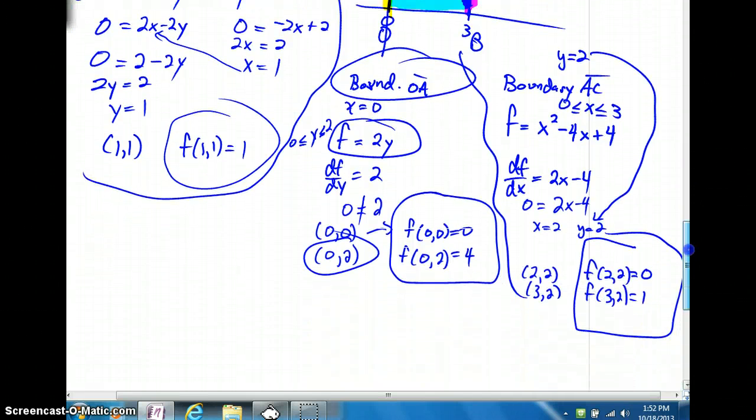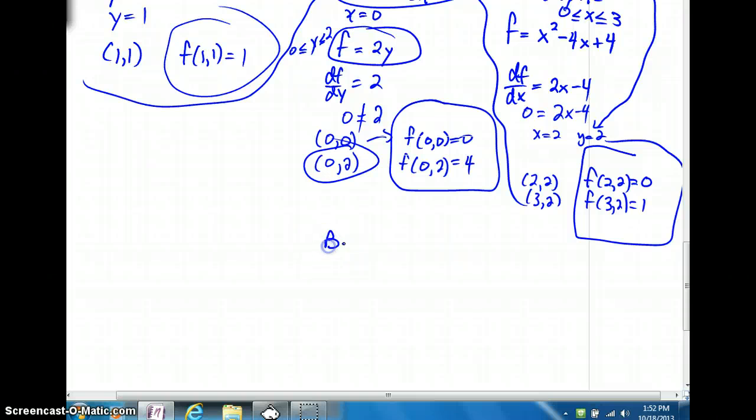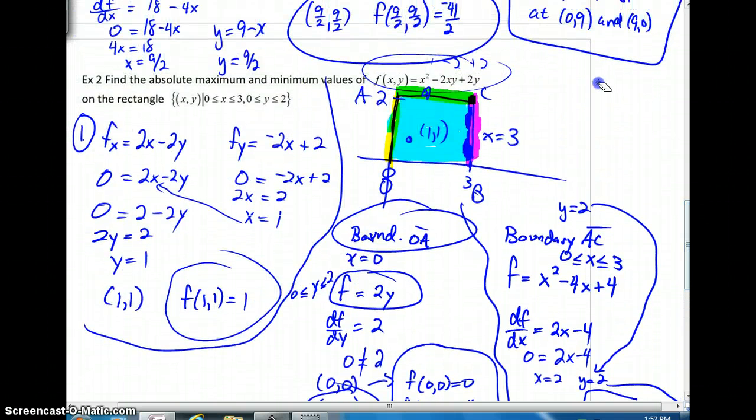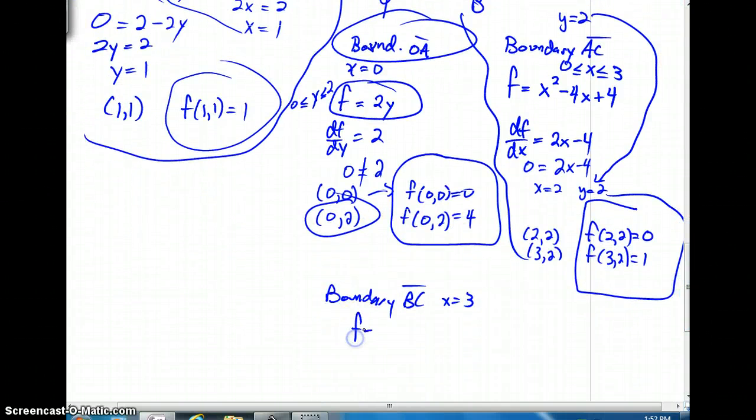So, look, I'm going to scroll down just a little bit. So we've got the boundary at BC. That's x equals 3. Let's see what we've got. Take a quick look up here. If x is equal to 3, 3 squared is 9. 3 times 2 is 6. That's a 6y. Well, my goodness, look at this. You would have 9 minus 6y plus 2y. That's 9 minus 4y. So our function is 9 minus 4y.